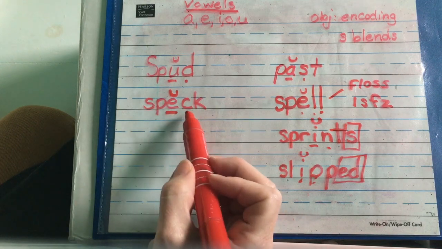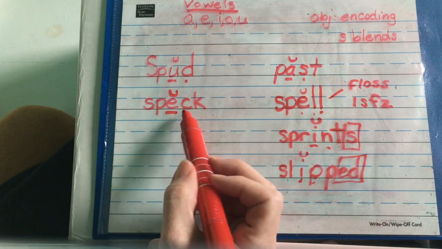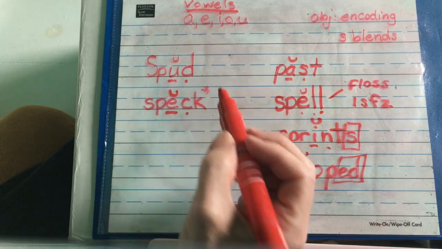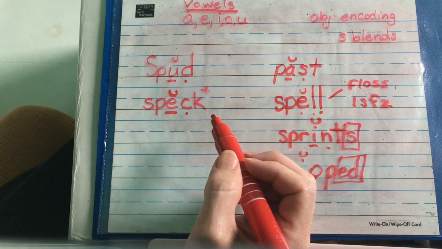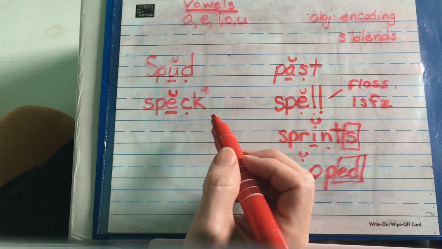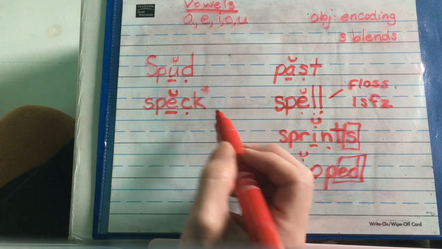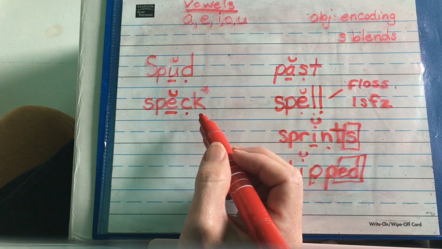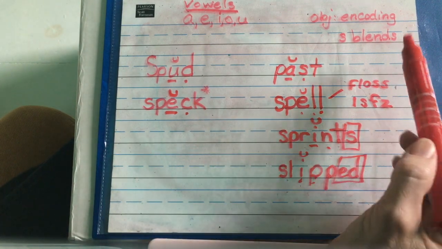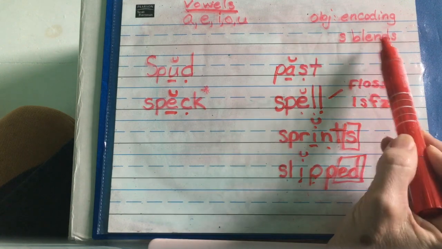Let's talk about this word for just 1 second. This word is speck, and I just wanted to bring some attention to it. If you wanted to use that in a sentence, your mom might say, wipe your face, there's a speck of mustard on your cheek, or can you get the mop, there's a speck of dirt on the floor, we're going to clean it up. So speck means something tiny, just like a little dribble or something that you want to clean up usually. Okay, so today we're encoding with S blends.